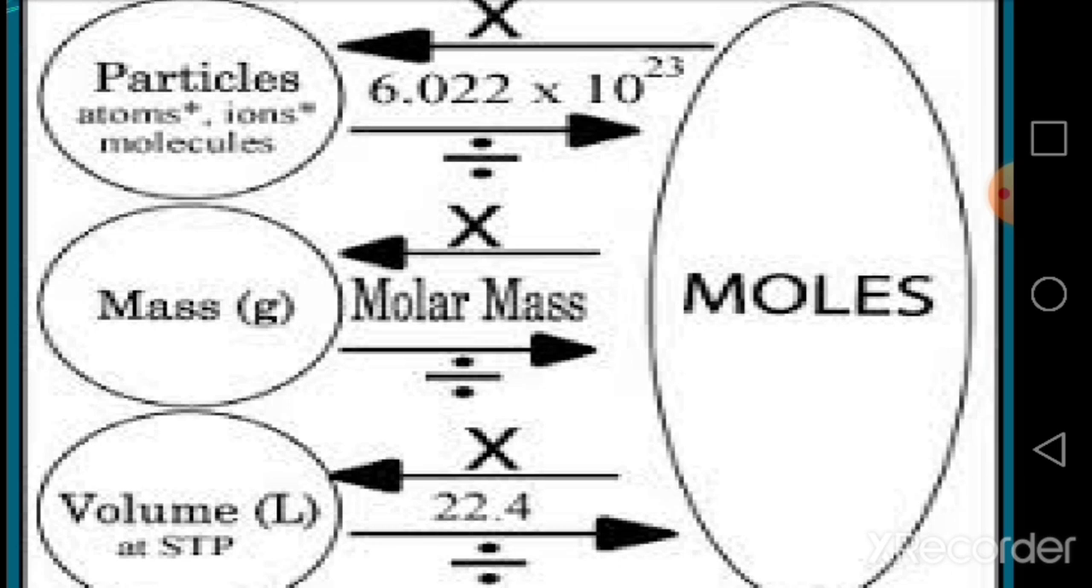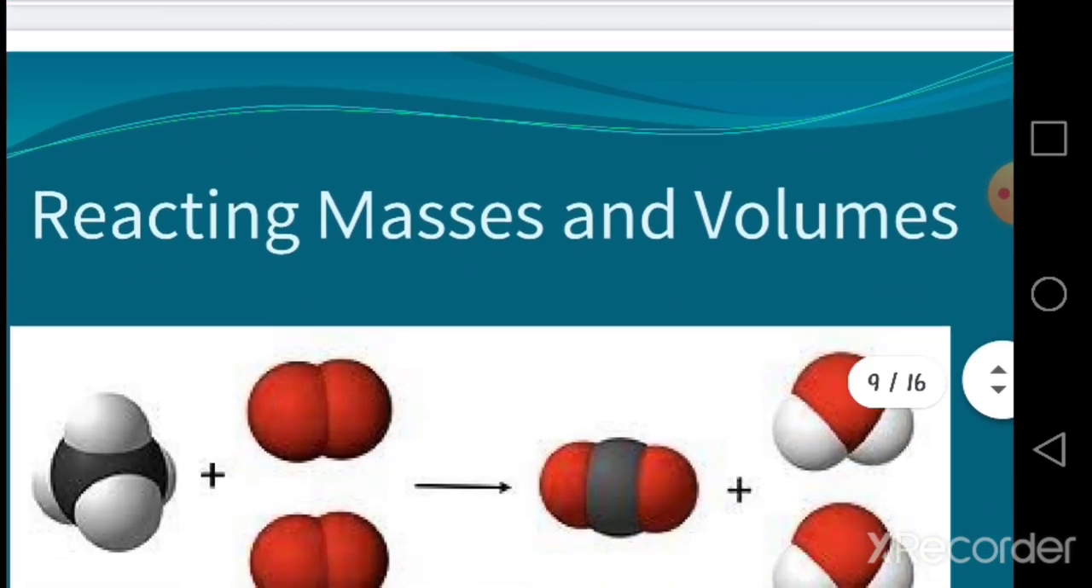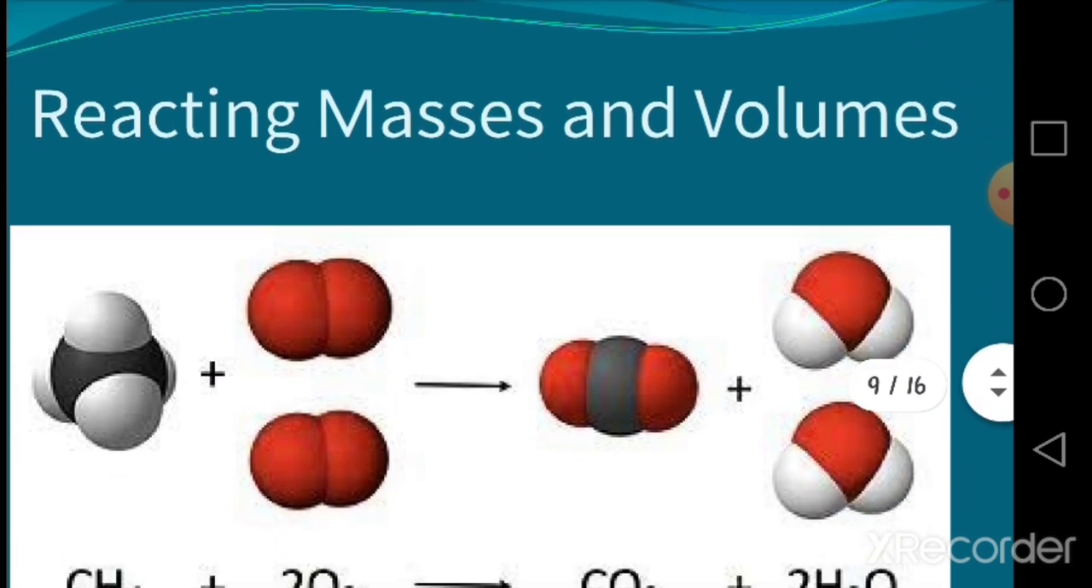So these are the 3 ways which will help you to get the moles, and if the moles are given, then you have to multiply by Avogadro's number, you will get the particles, and you multiply the moles by the molar mass, you will get the mass. And if you multiply the moles by 22.4, you will get the volume of that particular gas. So these are the different ways to get the moles: particles, mass or volume. Dear students, now we are going to focus on the reacting masses and the volumes.